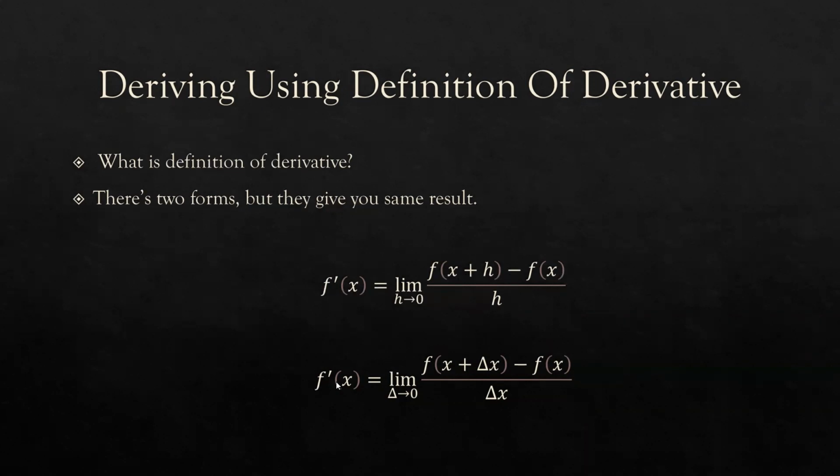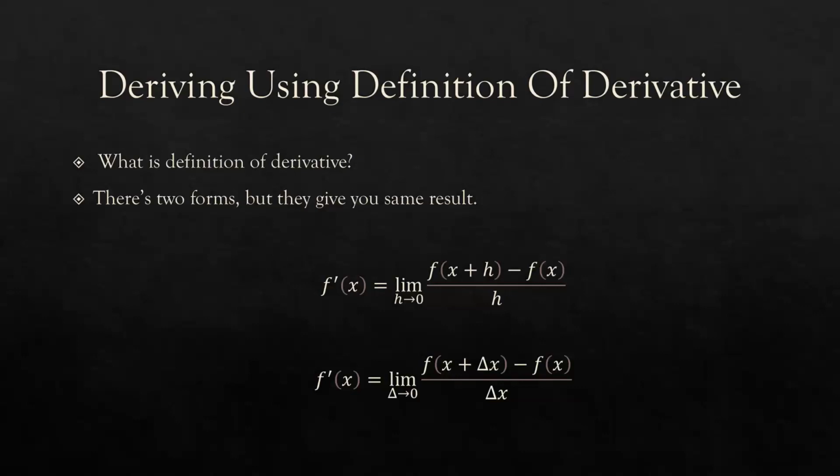And the other one is f prime of x equals the limit as delta x goes to 0 of f of x plus delta x minus f of x, all over delta x. So either form will work. They're going to give you the same results. I'm going to use the first one because it just seems much easier. So go ahead and pause if you need to copy the 2 forms.